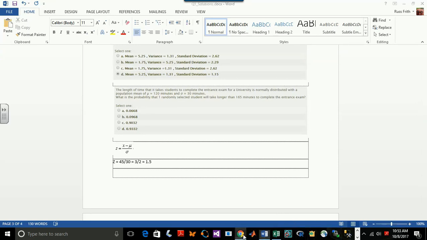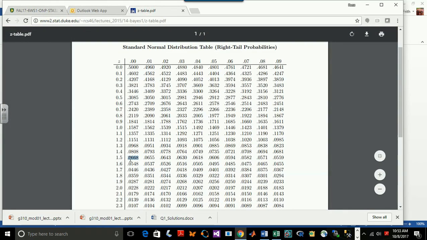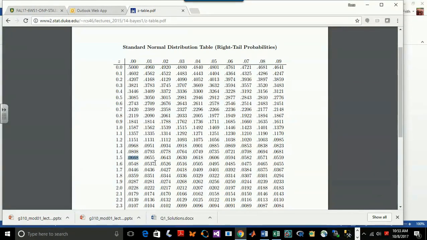Okay, so z-table. So 1.5 is 0.668. So that's the area to the left. So that's what we want, right? What is it? Let me see.